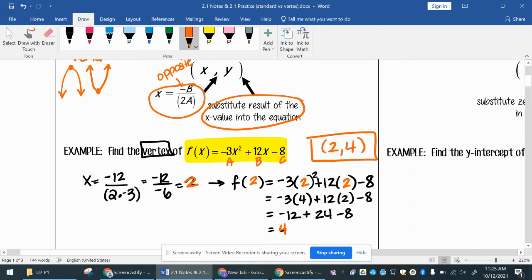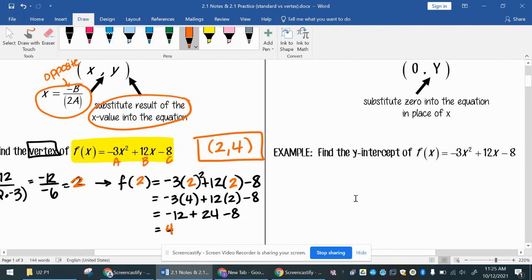Now we're going to be asking you guys to do all of this without a calculator. So to find the vertex for standard form, you have to take the opposite of b over 2a, simplify, and then substitute that value, or plug it in, to the original equation.